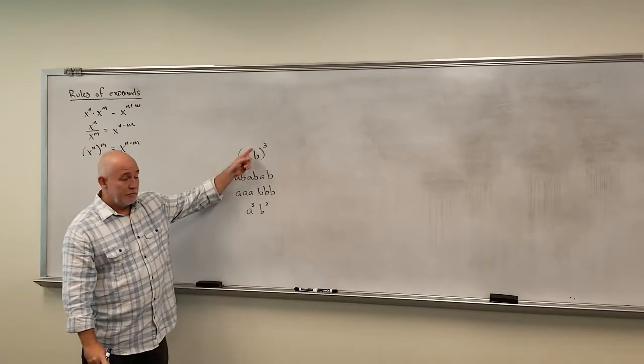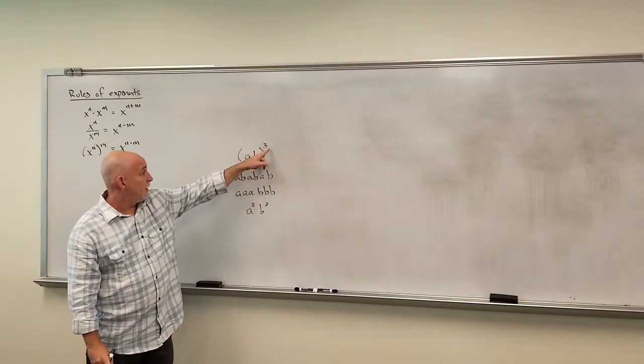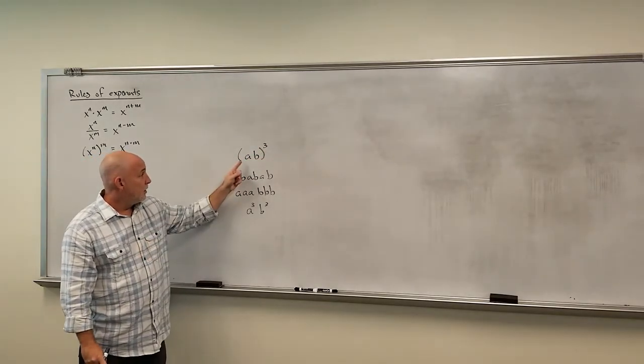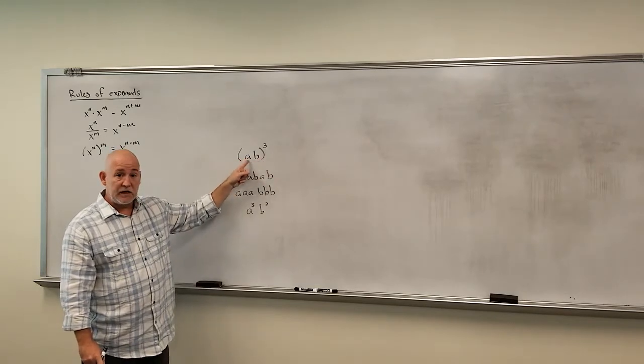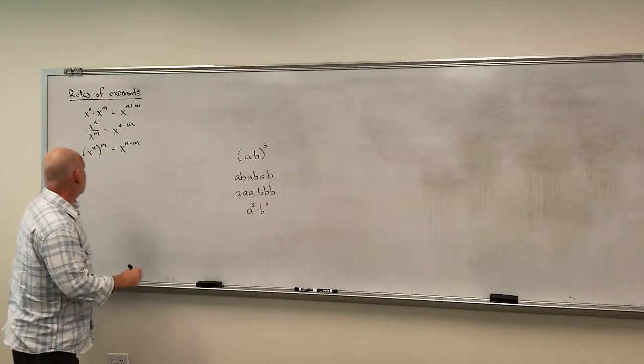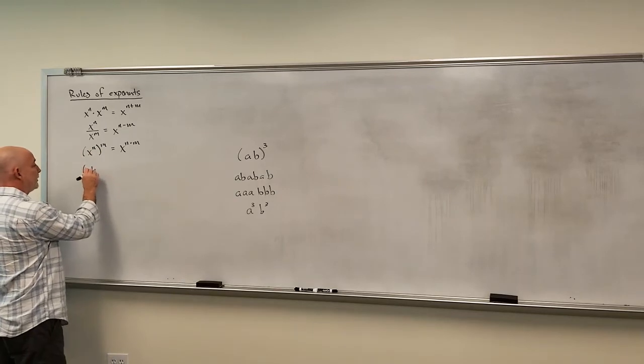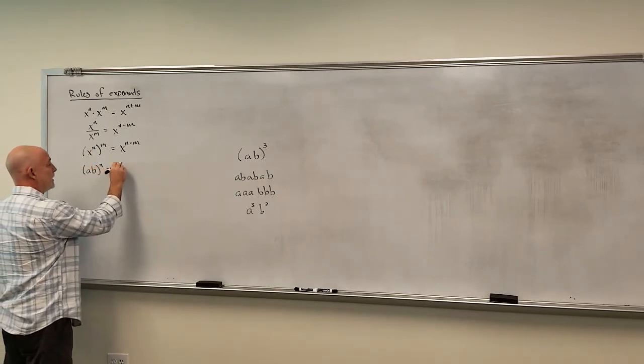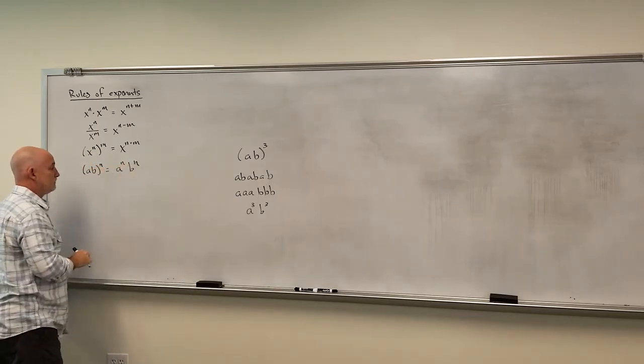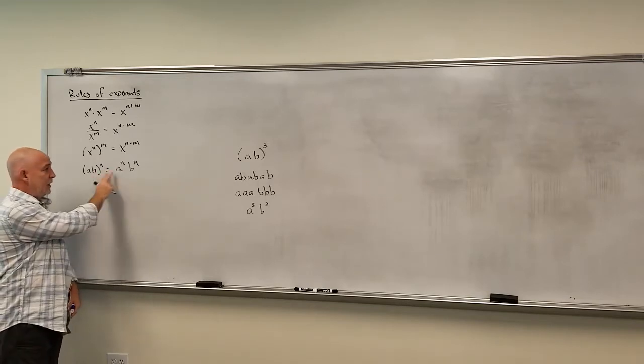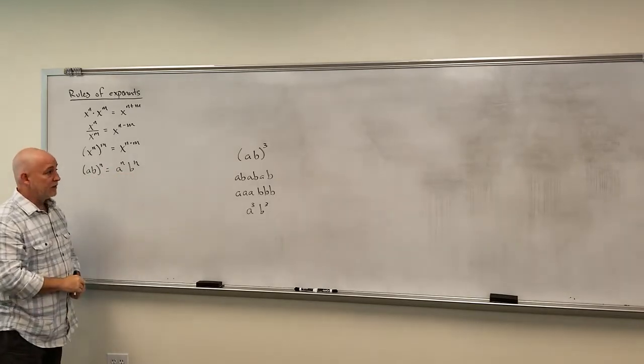So if we have things joined by multiplication inside of parentheses raised to a power, what did we end up doing? We just raised everything on the inside to that power. So the way that a rule like this would be written, if we have something like (ab) to the n, that would be a to the n, b to the n. Or if everything's joined by multiplication, then everything on the inside gets raised to that power.